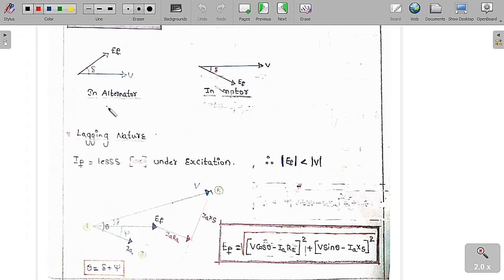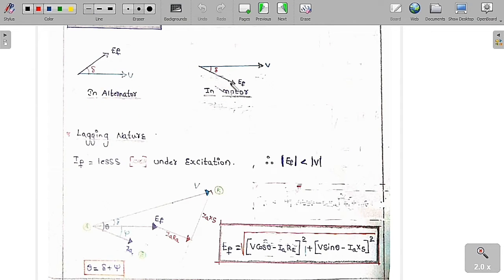See, in the alternator, if you take the terminal voltage as a reference, because EF is equal to V plus j into I into XS, therefore, irrespective of the current, whether it is lagging or leading in nature, EF is always leading V. So EF is always going to lead V in the alternator.